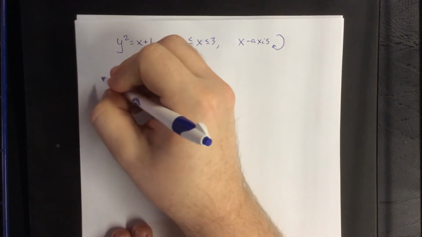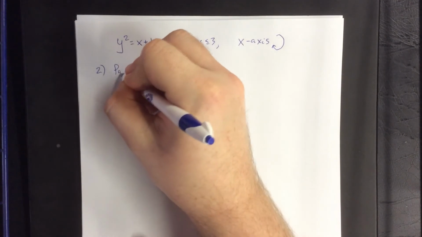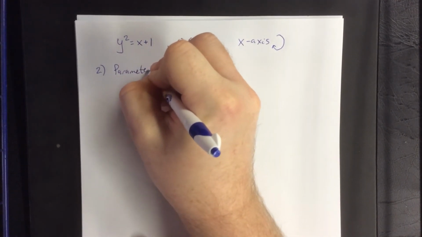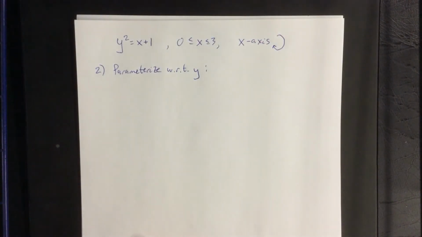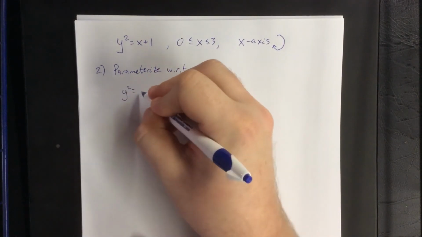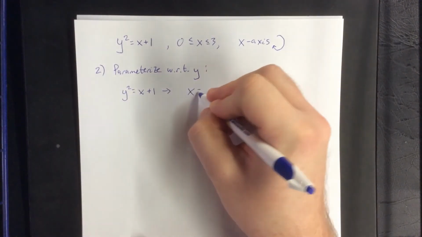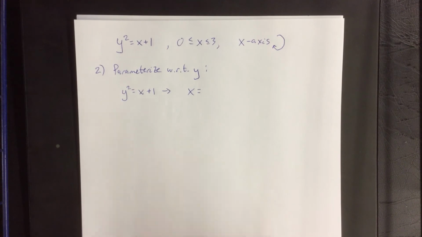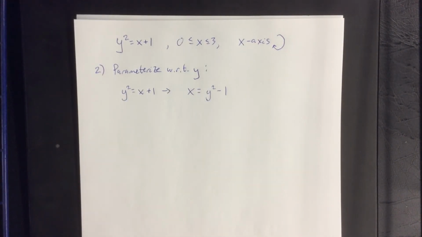Now with this in mind, let's see, what did I call it last time? I called it 1 last time, so for 2, we're going to parameterize with respect to y. Now, parameterizing with respect to y means that we need to do a couple things. First one is take the original function and solve for x. Solving for x this time does not involve a square root. It simply involves subtracting 1 from both sides. Now we have x as a function of y.